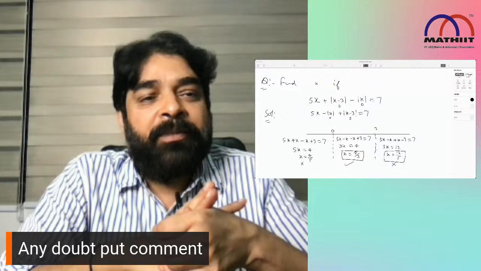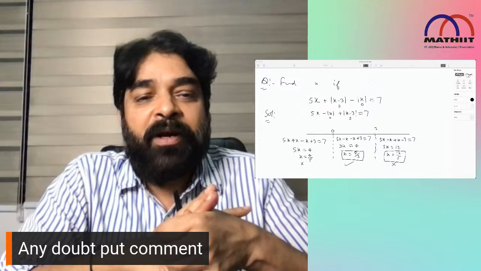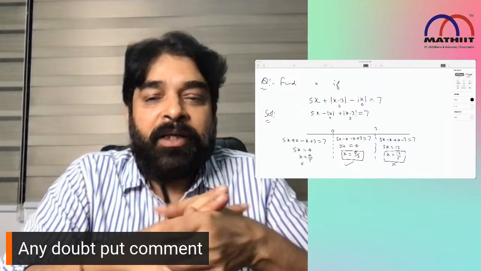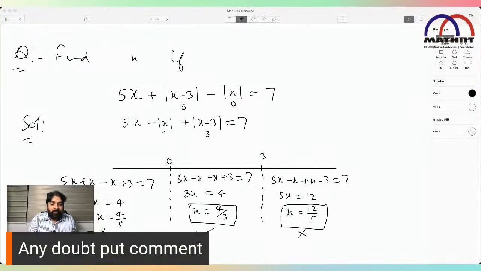I'm not putting any advanced level questions. Someone asks, sir, how is 4 by 5 rejected? Think carefully, everybody. Some people have doubt with this one. x equals 4 by 5. Where will 4 by 5 be? 4 by 5 means 0 point something, which means bigger than 0.